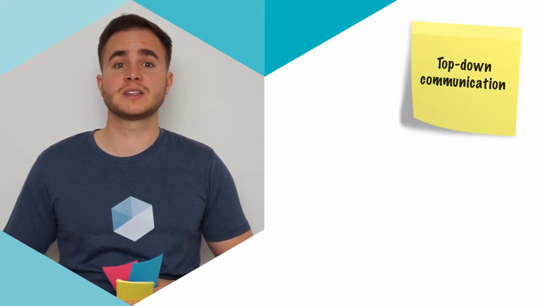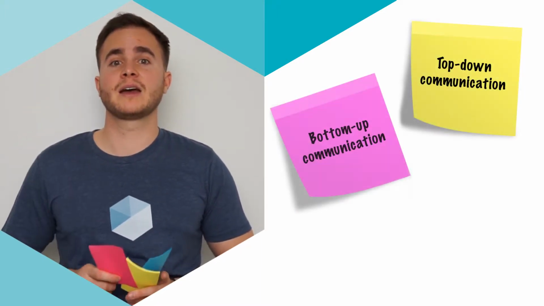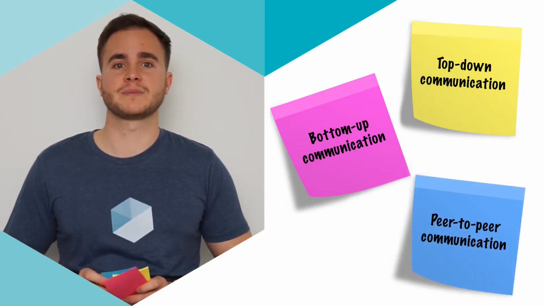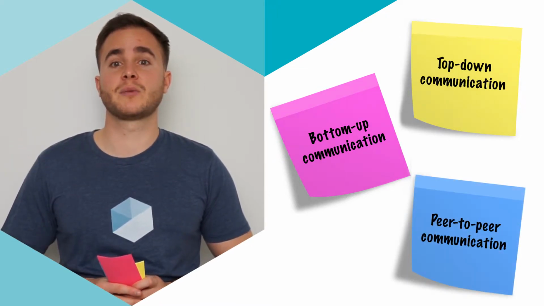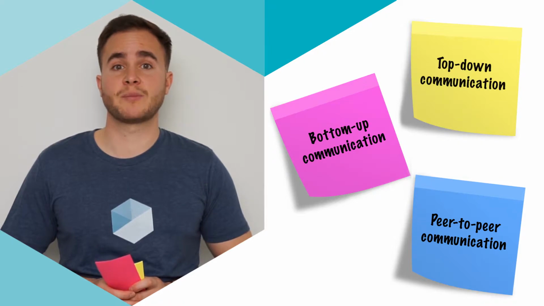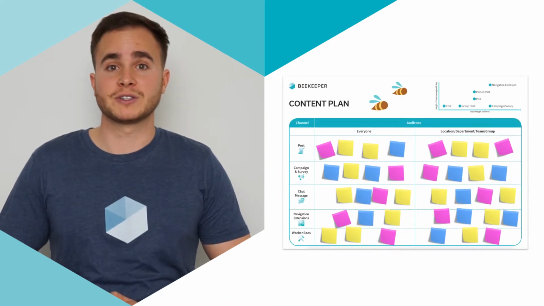For top-down communication, they should use the yellow post-its, for bottom-up pink, and for peer-to-peer blue post-its. For every single piece of communication content, they should use separate post-its. After 10 minutes, ask them to present what they have written down and stick it on a poster.